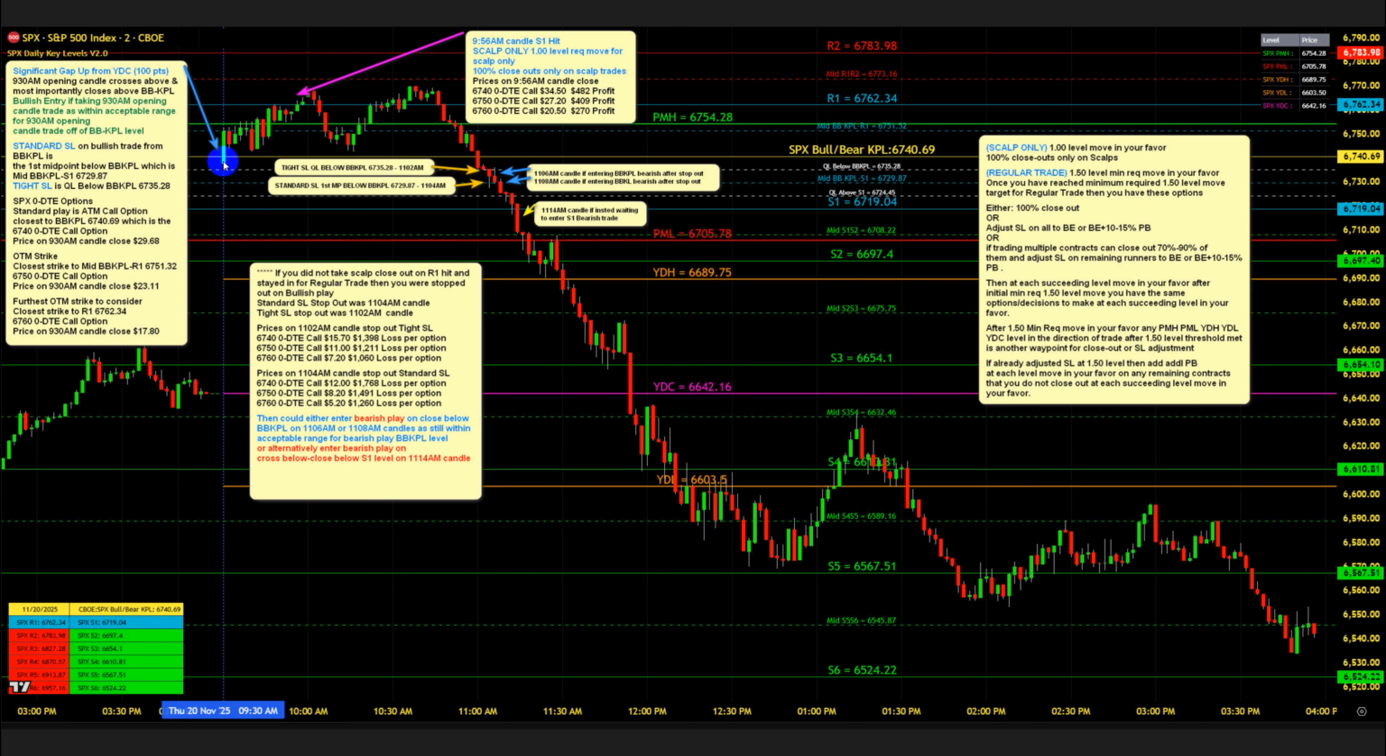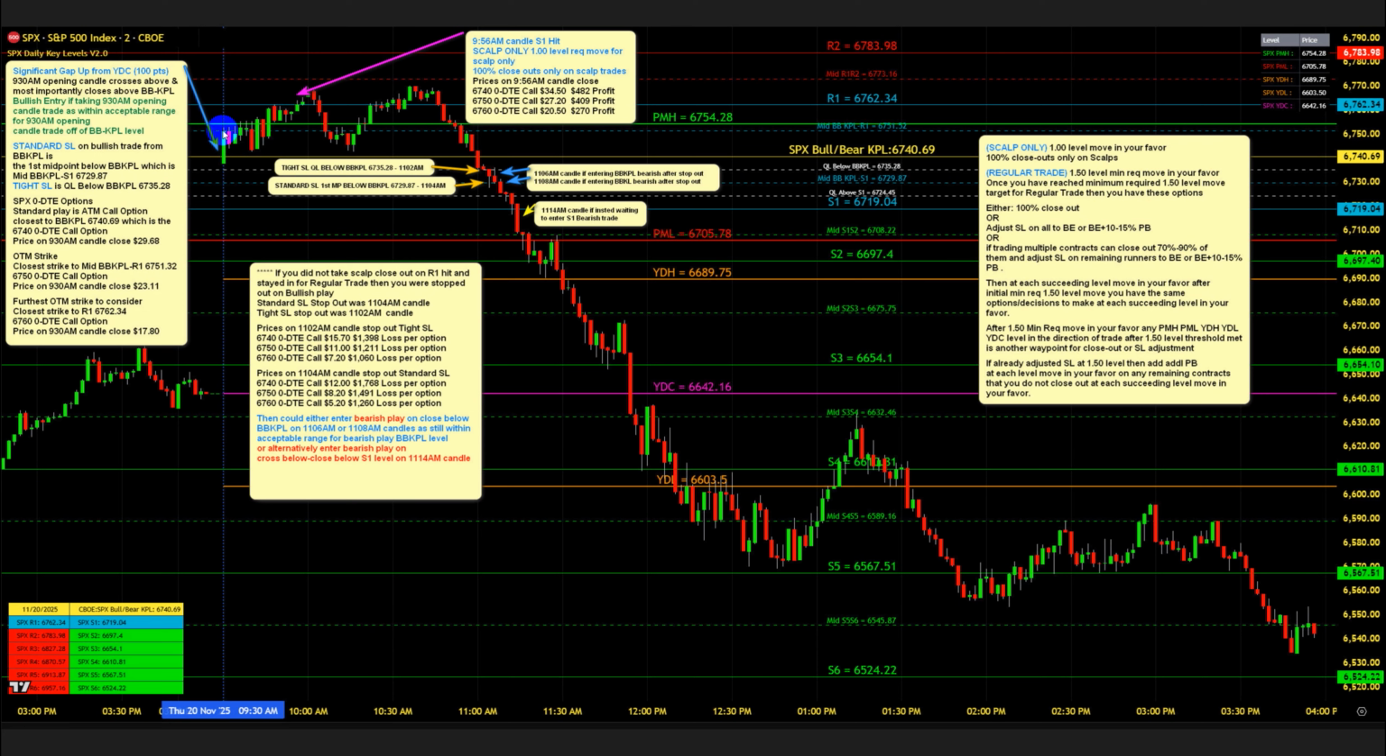And as you can see, this candle opened slightly below the bull bear KPL, then it crossed above and closed above. The most important aspect of this 9:30 a.m. opening candle, if you're inclined to take the 9:30 a.m. opening candle trade, is where it closes. So in this case, even though it opened below, it closed above the bull bear KPL. So that is the most important aspect.